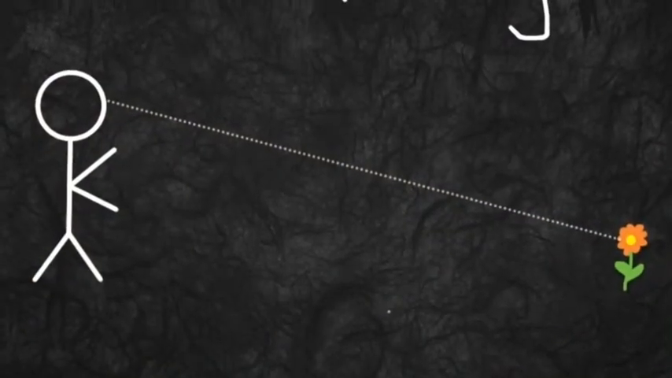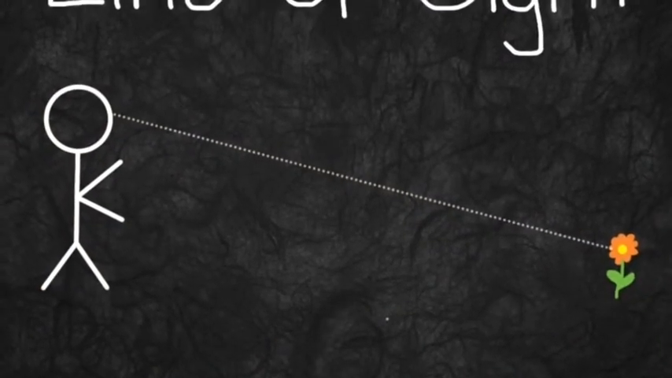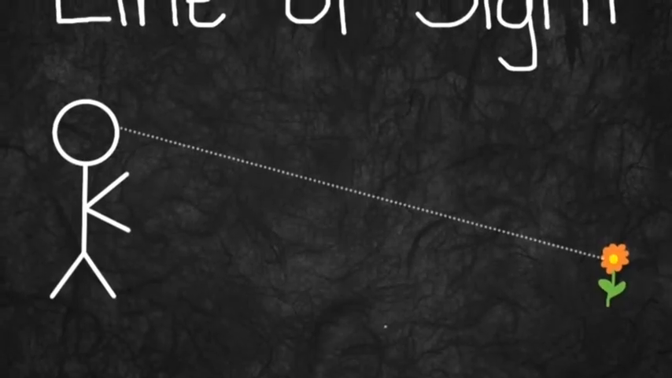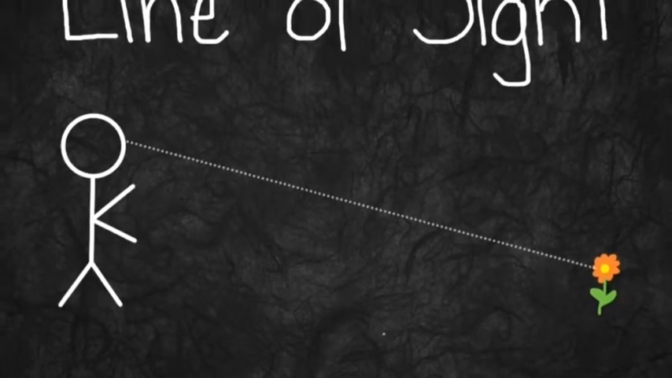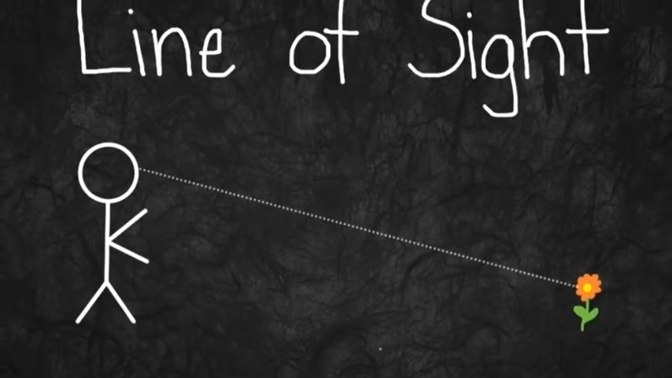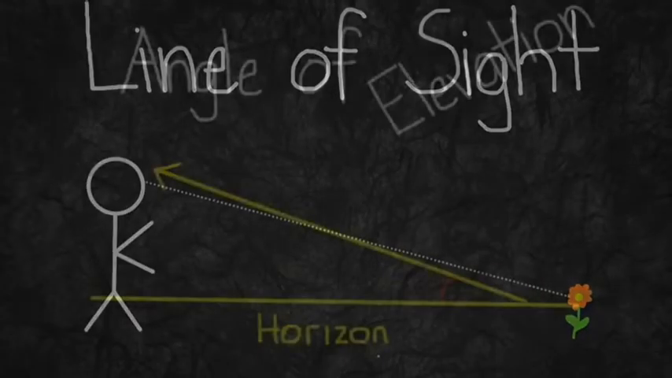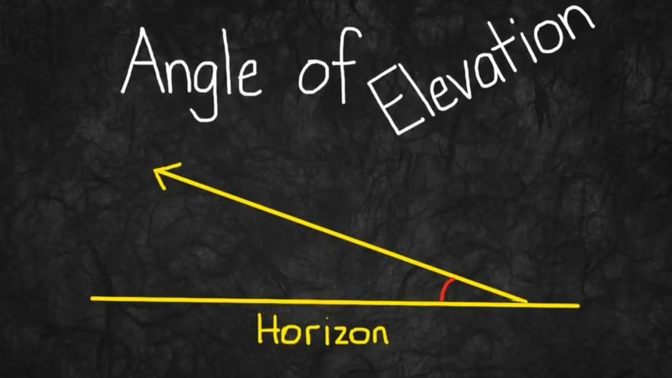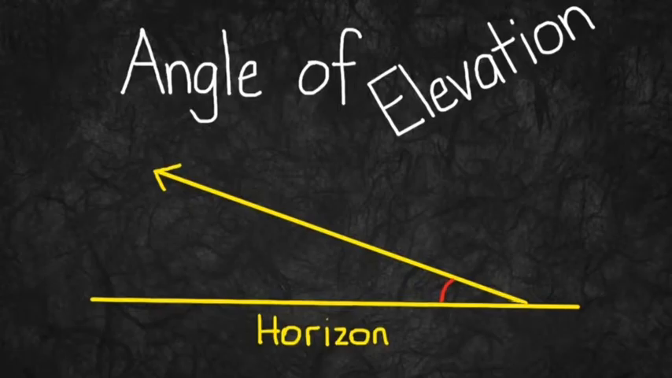First, let's think about the meaning of line of sight. Line of sight is the imaginary line along which an observer looks. In this illustration, the person is looking down at the flower. You could also be looking up at a bird. When you're looking up, for example at something that is elevated off of the ground, your line of sight is creating an angle of elevation.